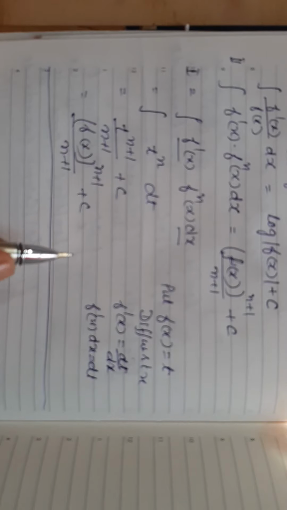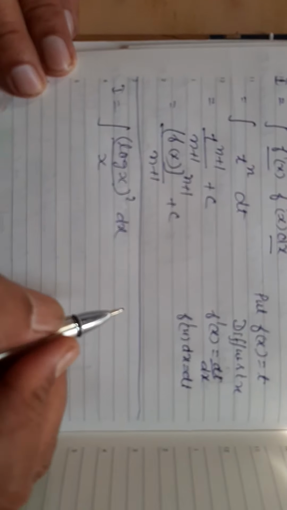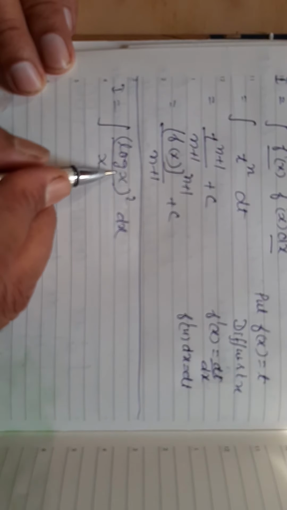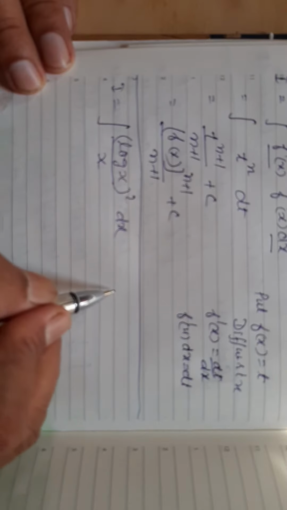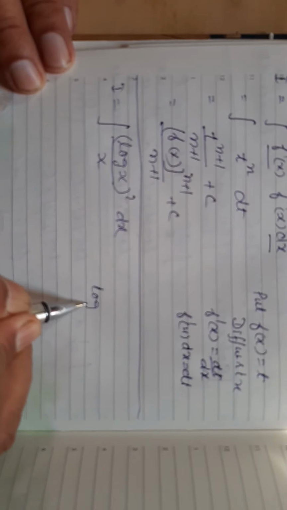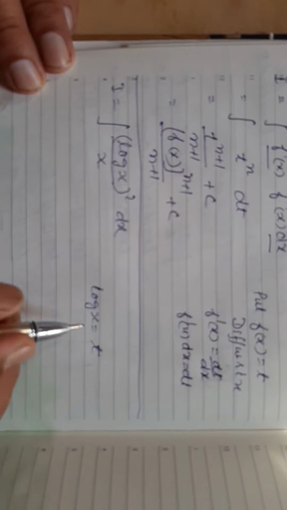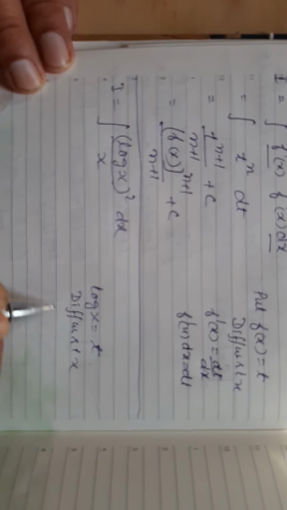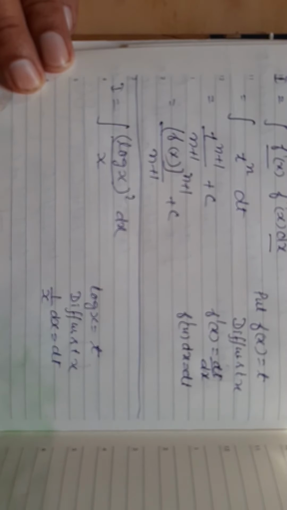The question is integration of log x whole square upon x dx. Judge the question before we do it. Here the derivative of log x is 1 upon x. So we substitute log x is equal to t and differentiate with respect to x. The derivative of log x is 1 upon x, so 1 upon x dx is equal to dt.